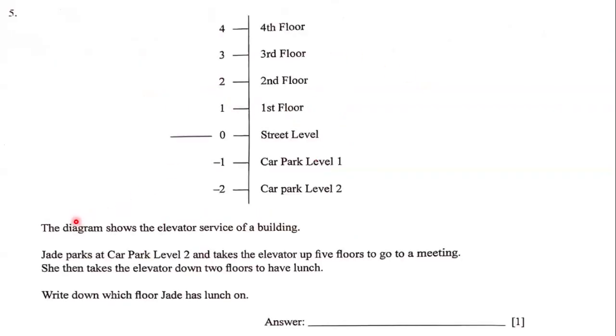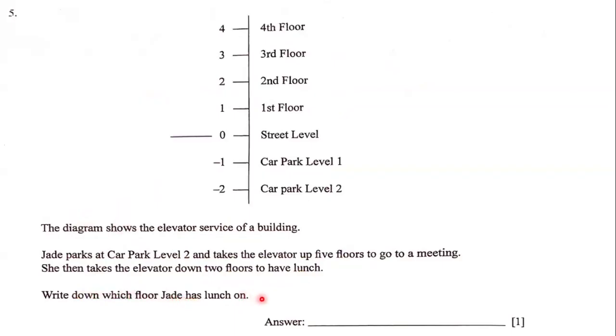Next, this question says the diagram shows the elevator service of a building. Jade parks at car park level 2 and takes the elevator up 5 floors to a meeting. She then takes the elevator down 2 floors to have lunch. Write down which floor Jade has lunch on.